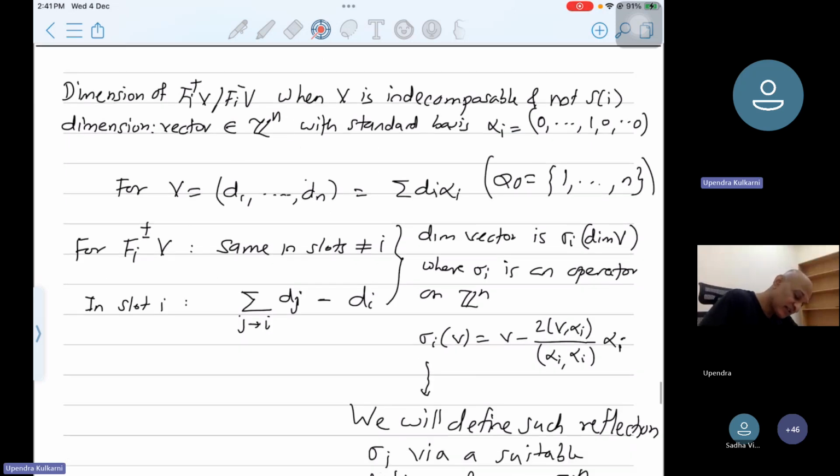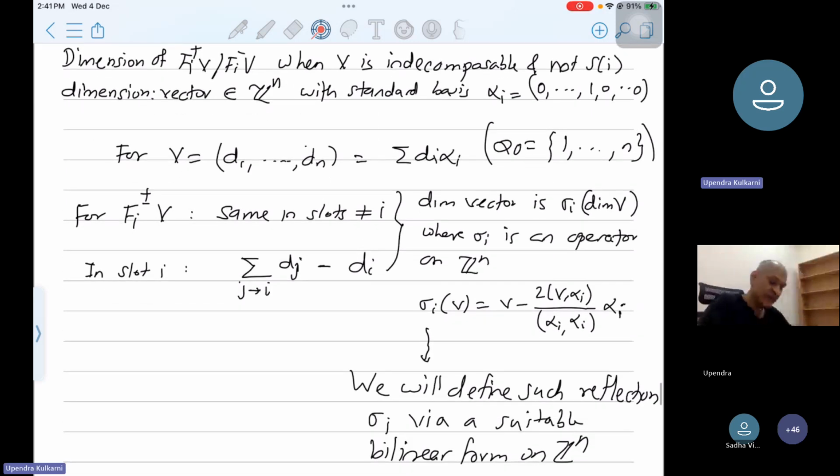So we will define such a reflection via a suitable bilinear form on Zn. I'm not sure whether we will get to this, but it's not a difficult exercise now for you to try to guess what this form is going to be. And formally speaking, I wrote this alpha I, but in our case it is just going to be a unit vector, so you can just delete this.